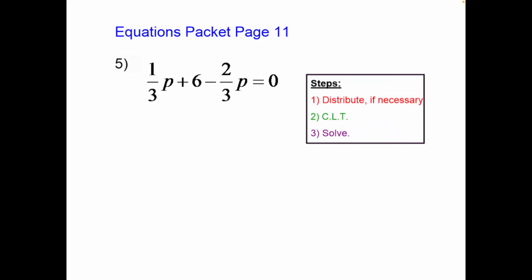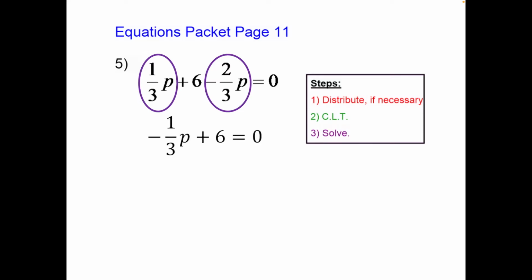Number 5, 1/3 p plus 6 minus 2/3 p equals 0. We do not have to distribute in this example, so we will go right to combining like terms. The like terms here are 1/3 p and negative 2/3 p. So we'll do 1/3 minus 2/3, which is negative 1/3 p.